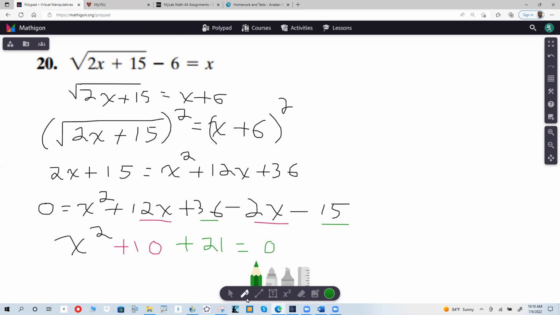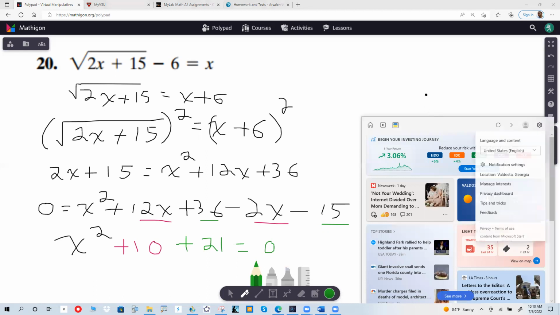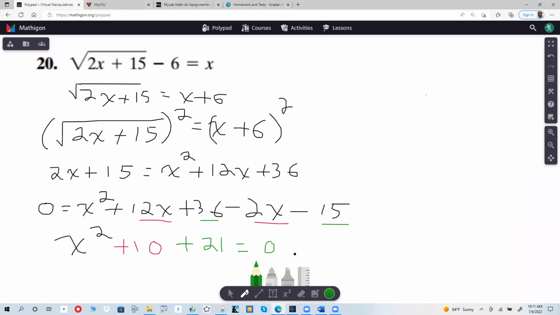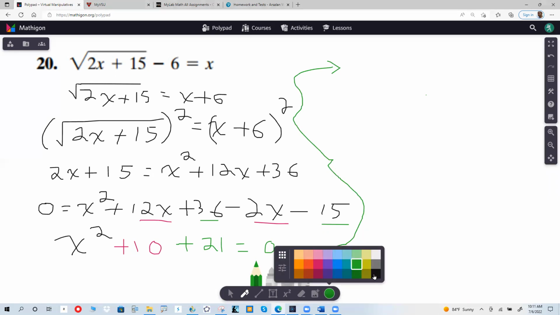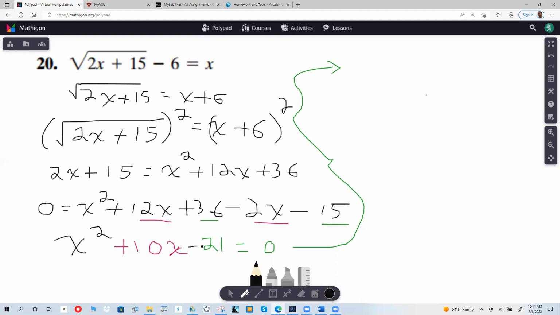I have my quadratic equation, and the good news is I can factorize it. Okay, I can, and that's good news. I'm going to switch to black. Okay, 7 times 3 is 21, and 7 plus 3 is 10. That's a good sign. I have some hope. And I forgot the x there, my bad. This is 10x. And this is plus.